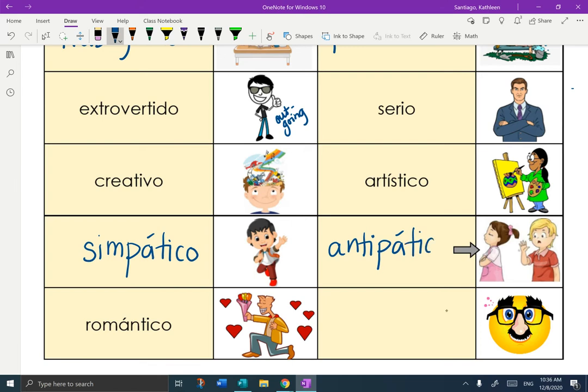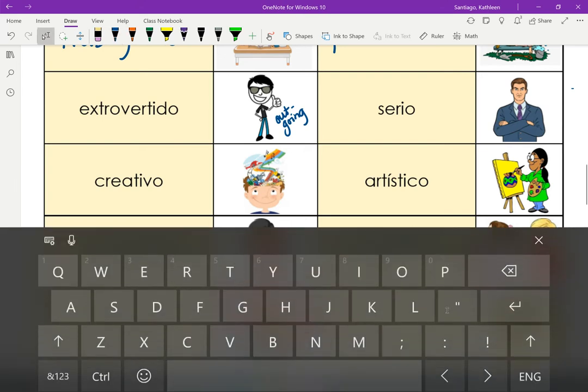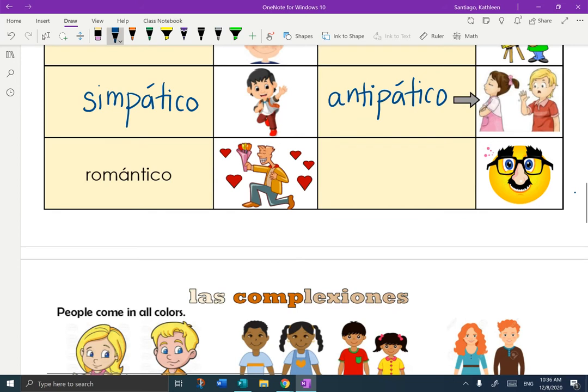Antipático, unfriendly. Romántico is already on there for you, romántico. And the last one is a cognate, cómico.